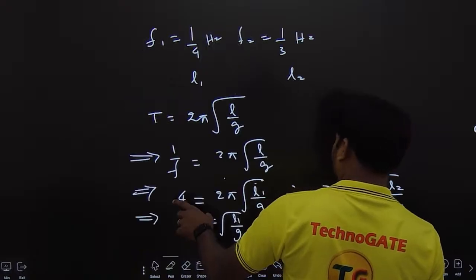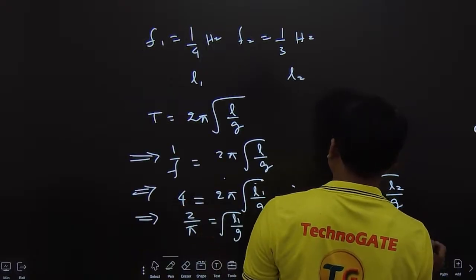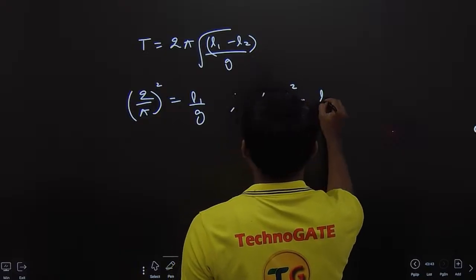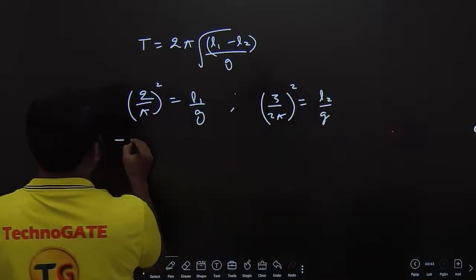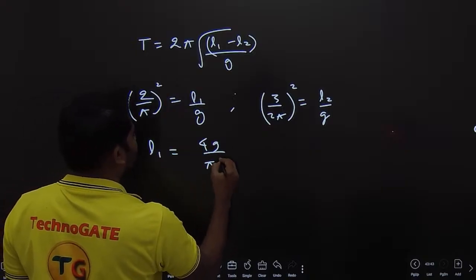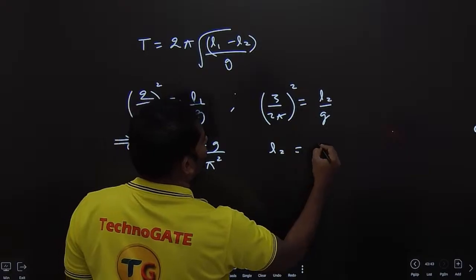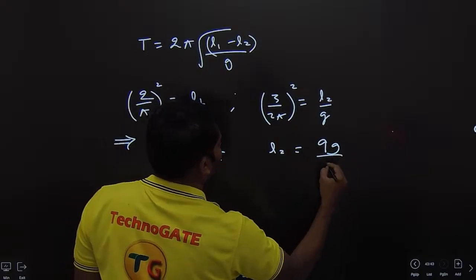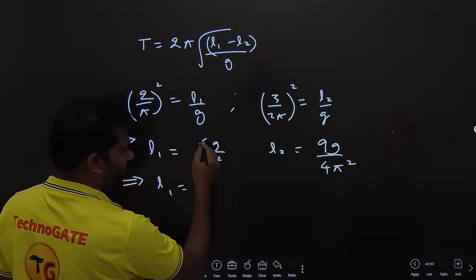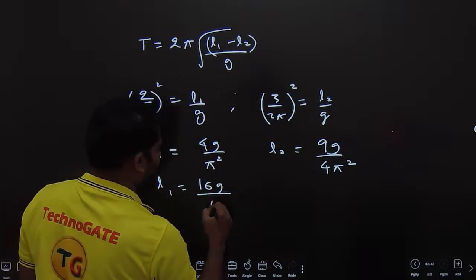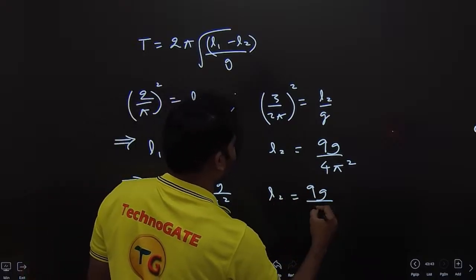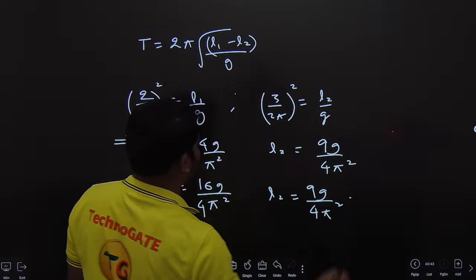Okay, 2 by pi whole square is equal to L1 by G. 3 by 2 pi whole square is equal to L2 by G. So this gives us L1 is equal to 4G by pi square. Here L2 is equal to 9G by 4 pi square. So we are getting L1, if you multiply by 4, 16G by 4 pi square. L2 is equal to 9G by 4 pi square.